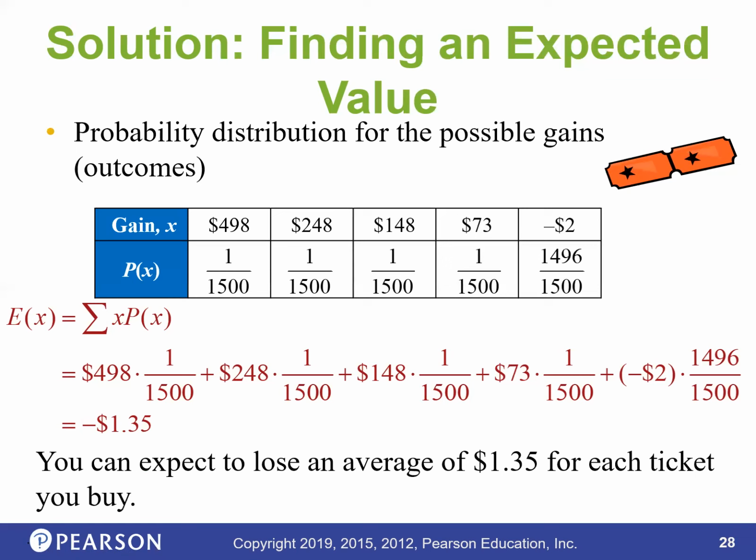If you look at the numbers, you are expected to lose $1.35. But what are we going to do? We're going to buy those tickets, with the expectation that maybe I'm going to win the $500 prize. Okay, so that is the end of 4.1.